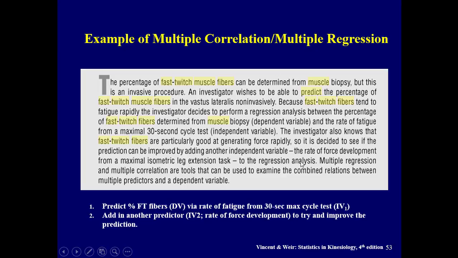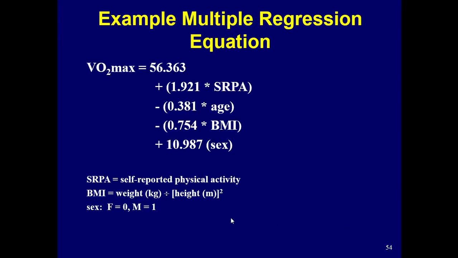In this case, we want to predict your percent fast twitch fibers, which is the outcome or Y variable or dependent variable. And we're going to do that looking at the rate of fatigue. But we're going to add in another variable here. This is the second independent variable, and that's the rate of force development. Our hope is that we come up with a pretty good prediction without having to do a muscle biopsy on you. We do this all the time in our field, and you're going to have some homework problems that relate to this.